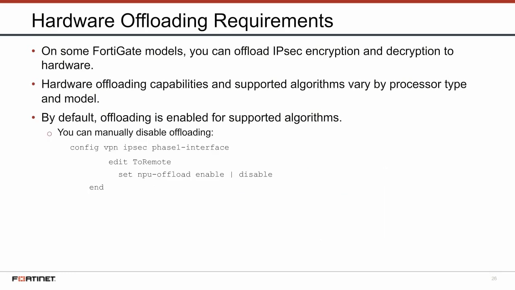On some FortiGate models, you can offload the encryption and decryption of IPsec traffic to hardware. The supported algorithms depend on the model and type of processor on the unit that is offloading the encryption and decryption. By default, hardware offloading is enabled for the supported algorithms. This slide shows the commands you can use to disable hardware offloading per tunnel if necessary.